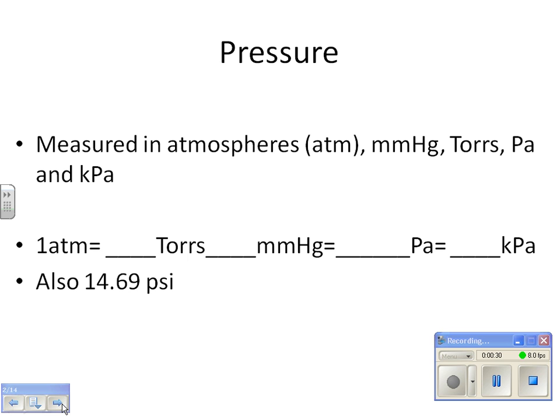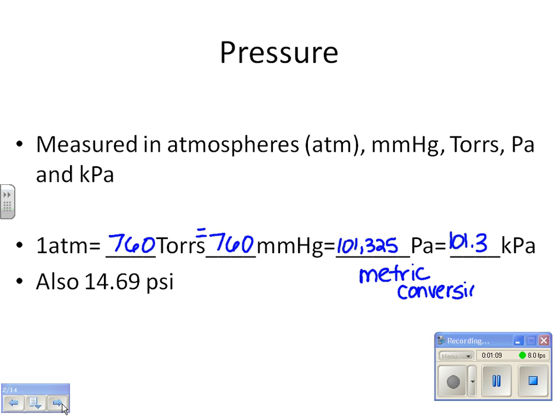Let's look at pressure. Pressure is measured in several different units. Let's relate them to each other. 1 atm, or 1 atmosphere, is equal to 760 torr, which is equal to 760 millimeters of mercury, 101,325 pascals, or 101.325 kilopascals. That's a metric conversion, right, between pascals and kilopascals.